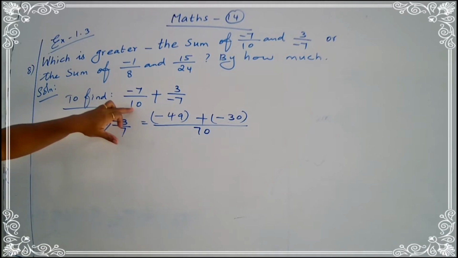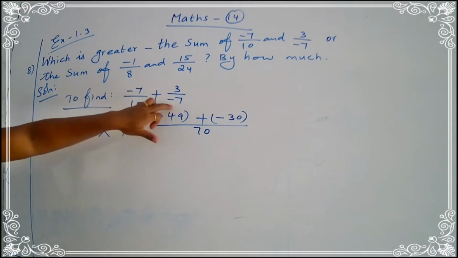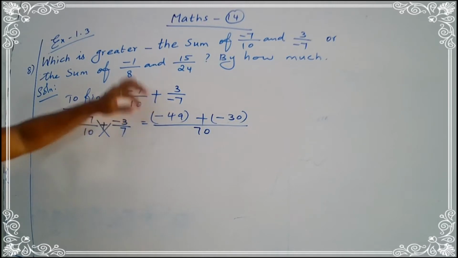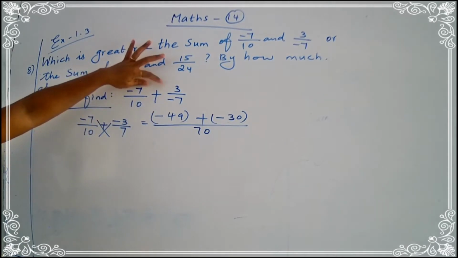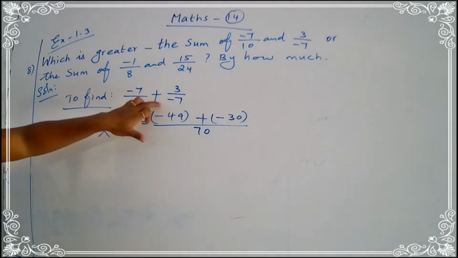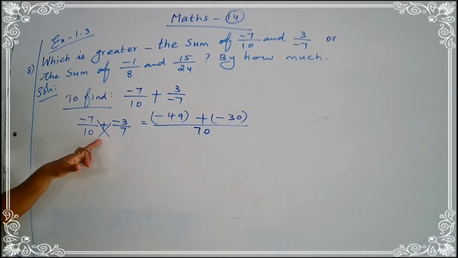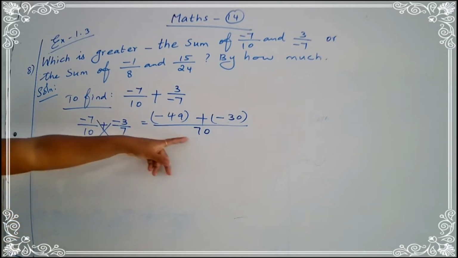You see here, to find the value of minus 7 upon 10 plus 3 upon minus 7. In addition, first of all you see the denominators. If your denominators are the same, we add only the numerators. But here, the denominators are different. So you do the cross multiplication method. Minus 7 into 7, minus 49, plus minus 3 into 10, minus 30, upon 10 sevens are 70. Okay children? Are you clear?